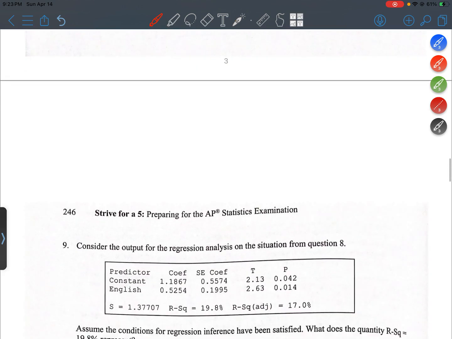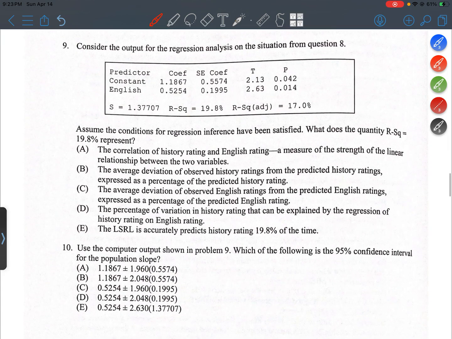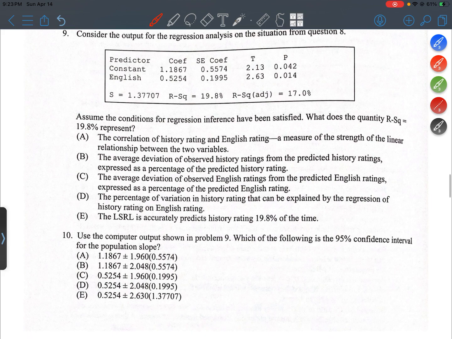All right, let's take a look at question 9. Consider the output for the regression analysis on the situation from question 8. Assume the conditions for regression inference have been satisfied. What does the quantity r squared equals 19.8% represent? This isn't really a Unit 9 question. This is more like a Unit 2 question.